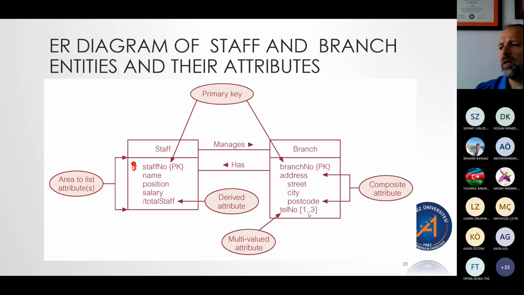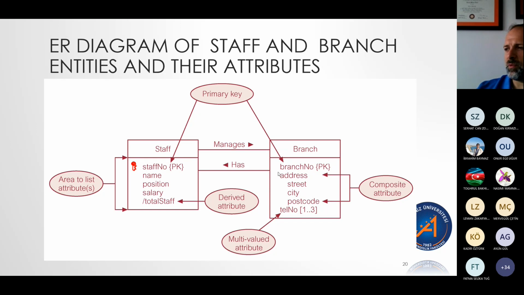Telephone number: this is how we would represent a multi-valued attribute. Remember, multi-valued means that we allow, in this case, 1 to 3. It could be star, meaning many, unlimited. A multi-valued attribute is simply saying that we can have more than one of these per instance. So a branch could have more than one telephone number. A person could have more than one telephone number, things like that.